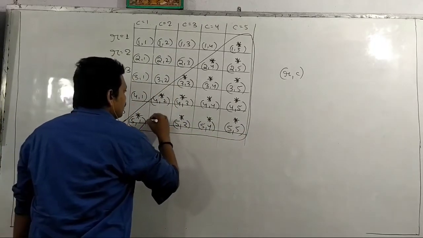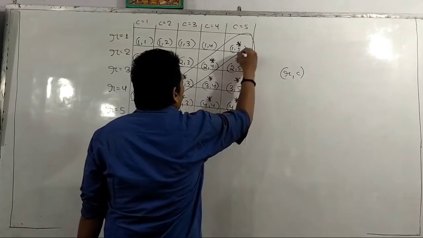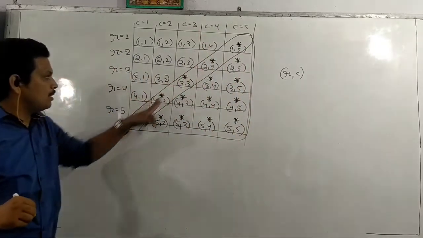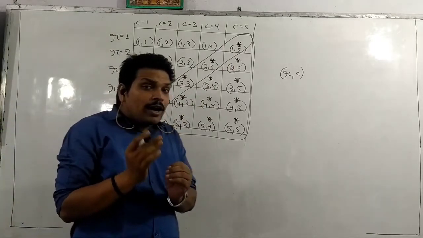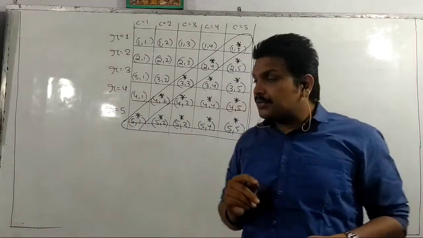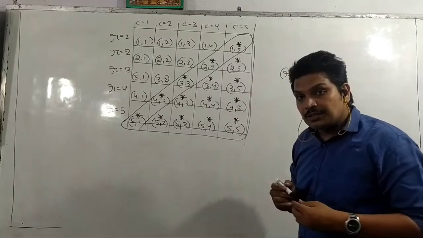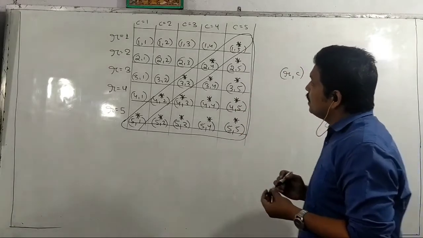Let me make the border. Yes, this is the border line. Now, we will try to find the relation between R and C.